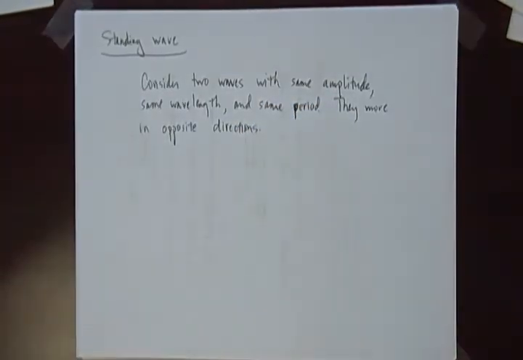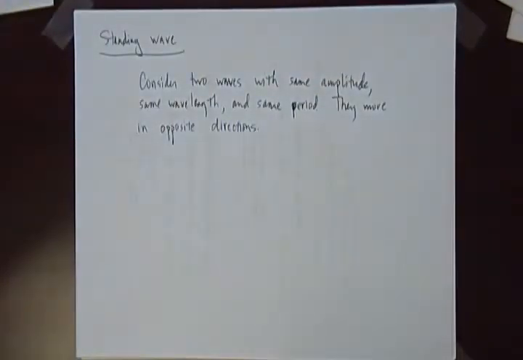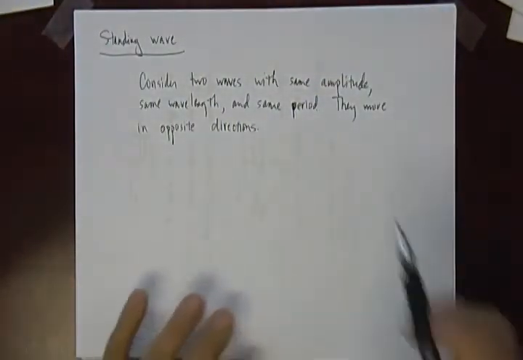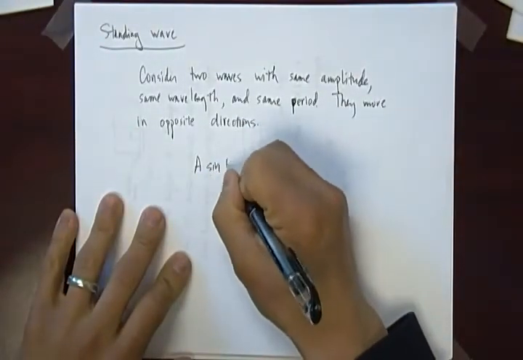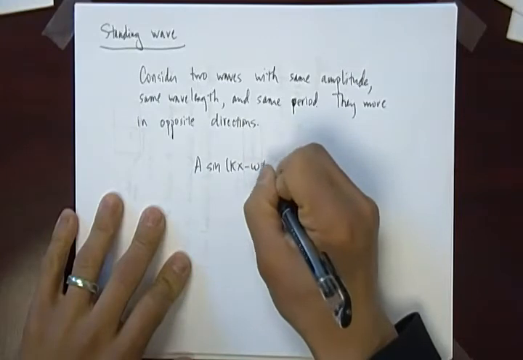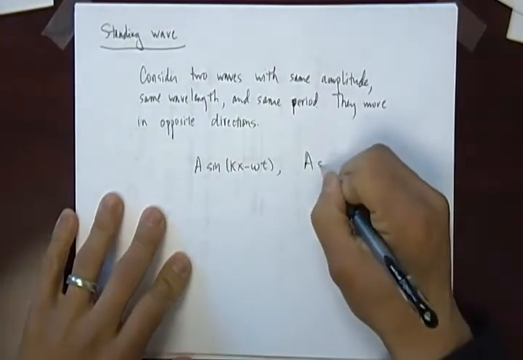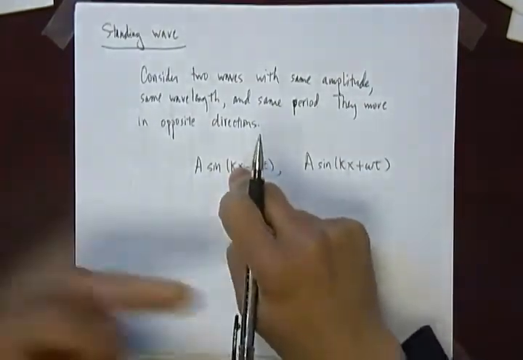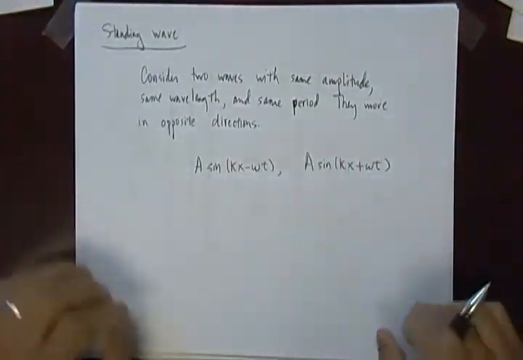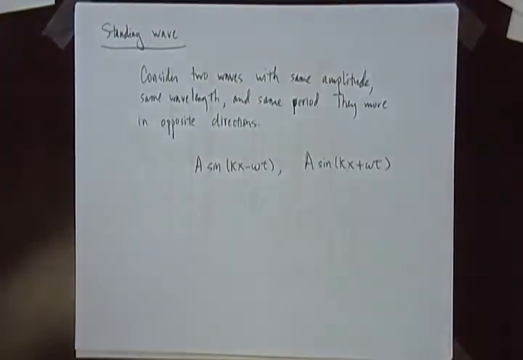Okay, so I have two waves. One is moving like this, and another one is moving like this. Now let's try to figure out what happens if I add them together, if I superimpose them. One looks like A times the sine of kx minus omega t, and the other one is A sine of kx plus omega t. Remember, this one goes forward in x, and this guy travels backwards.